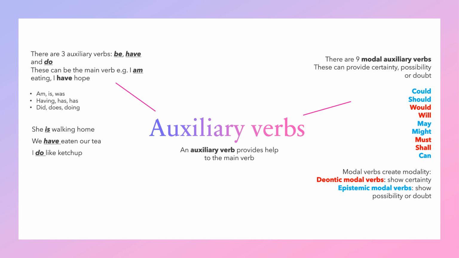But I just find the way that I remembered it worked for me. It might not work for you, but I just thought, D for deontic and D for definite. I hope that all made sense.